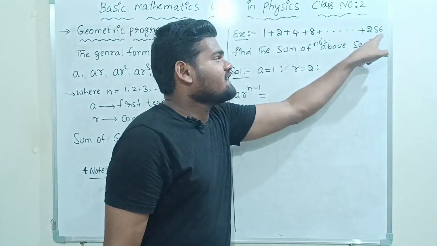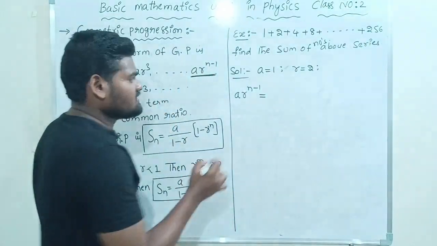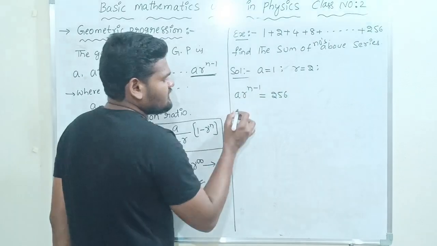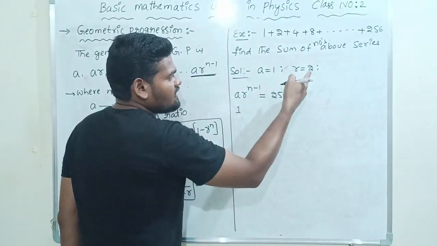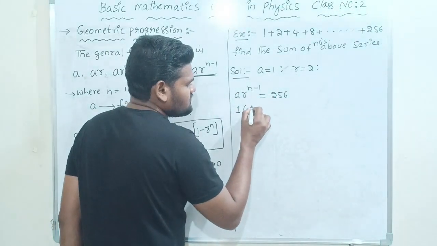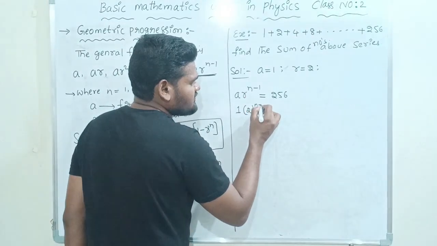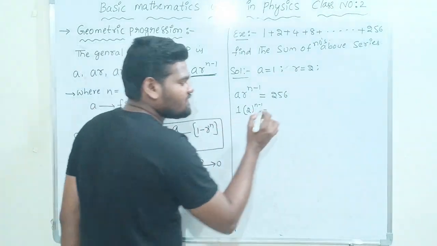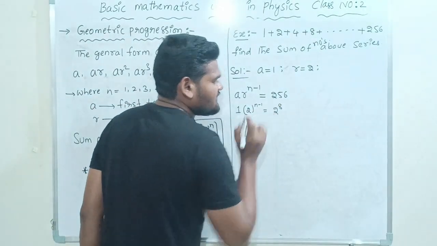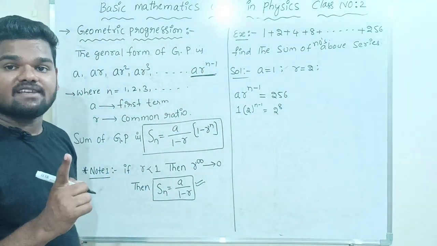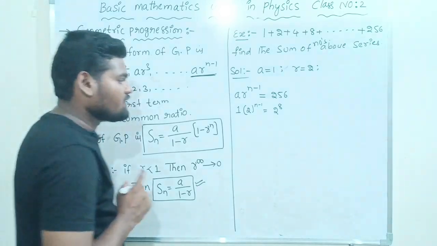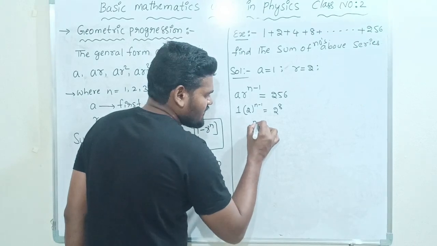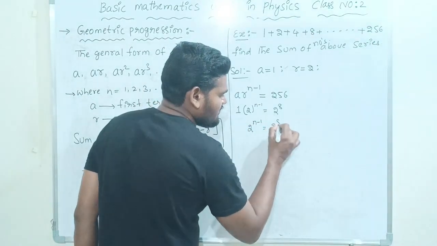What is the nth term in the given question? 256. What is a? a is nothing but 1. What is r? r is 2. So 2 to the power n minus 1 is equal to 256. 256 can be written as 2 to the power 8. The value of 2 to the power 8 is 256. So 1 into 2 to the power n minus 1 is equal to 2 to the power 8.